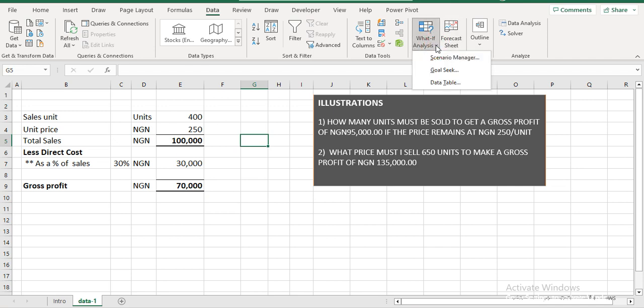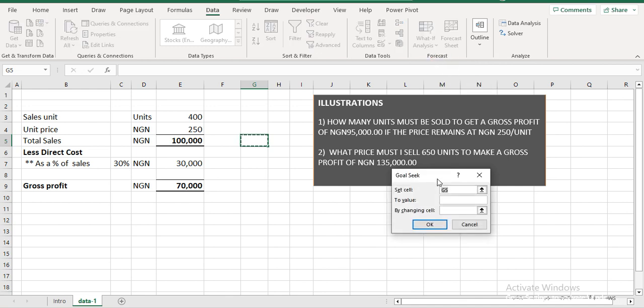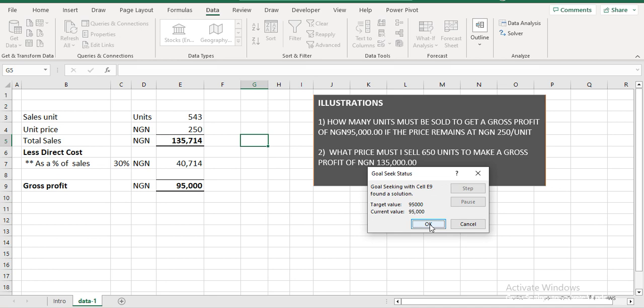By coming to here, I select goseek, and we are told set cell, which means this is the predetermined cell. I already know the gross profit, so I set that gross profit cell to the predetermined outcome. So the predetermined outcome is 95,000. Now, what variable am I going to change to achieve that? I'm going to change the unit sold, which is sales unit, because I'm told the price will remain at this. So all I need is just to click OK, and the system will run and provide an answer for me saying we will need to sell 543 units at 250 naira to achieve a gross profit of 95,000 naira.